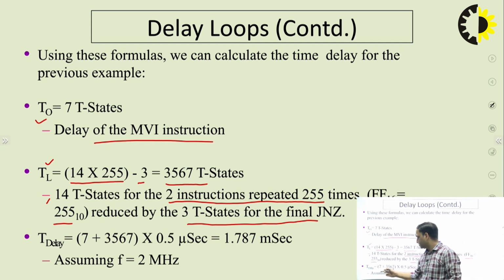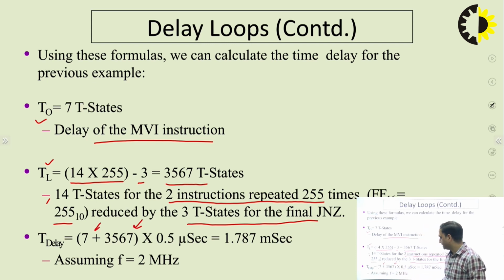T delay is equal to 7 plus 3567. This is the outer loop. This is for the loop, multiplied by 0.5 microsecond, because we are using F equal to 2 megahertz. So this number is divided by 2, or multiplied by 0.5 microsecond. And the final value of total delay to execute this program is 1.787 millisecond.